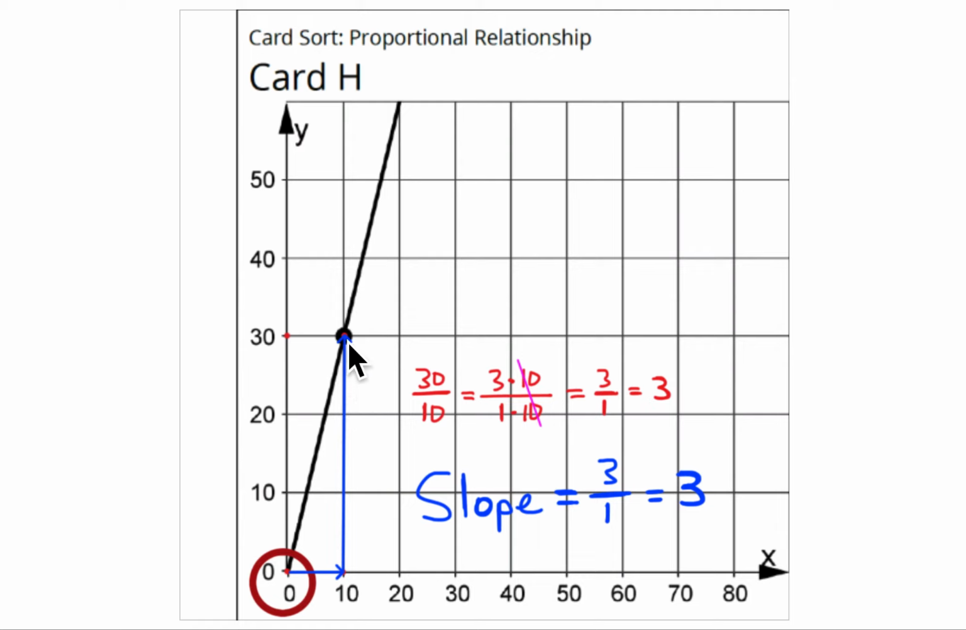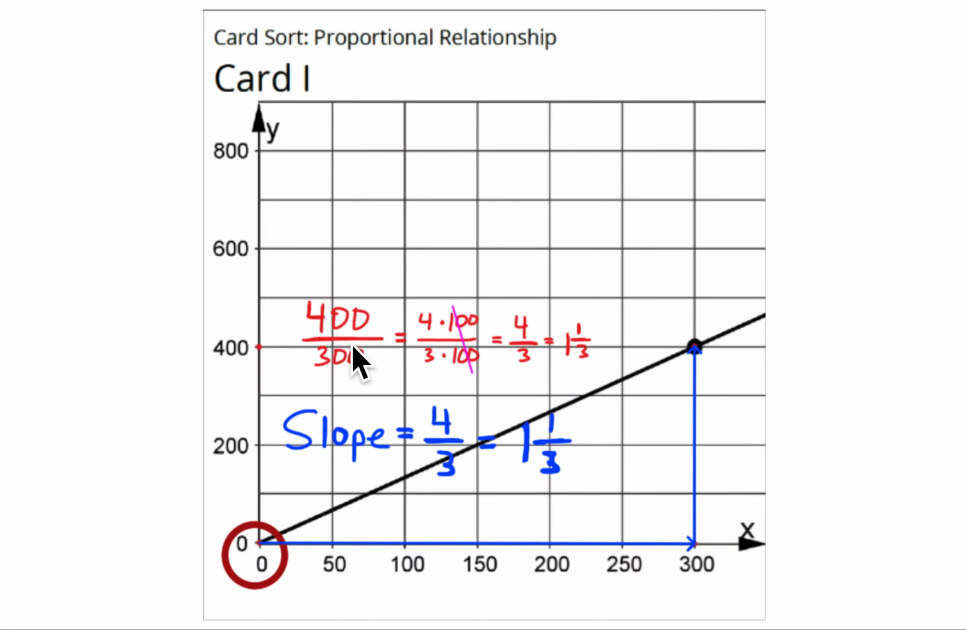This is out 10, up 30. So the number of units along the y-axis is 30 units. The number of units along the x-axis is 10. That's 3 times this number of units. So the number of units along the y-axis is 3 times the number of units along the x-axis. 3 times 10 equals 30. So keep saying it, keep practicing.